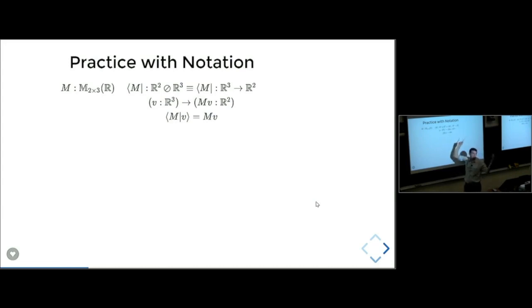So how would I actually think of implementing this? Well, don't overthink it. The whole point is for this to be somewhat natural. If I take a vector that's an R3 vector, I multiply it by my matrix. That's the definition of this function.